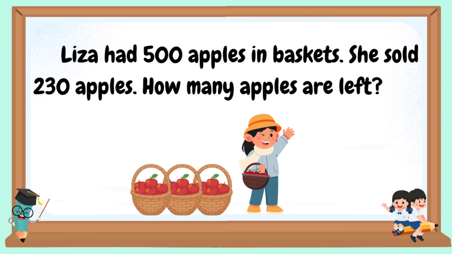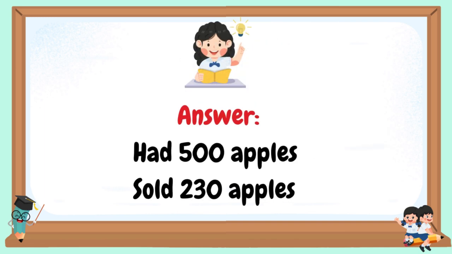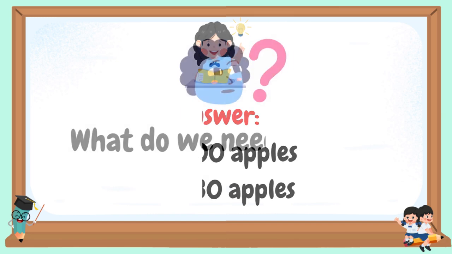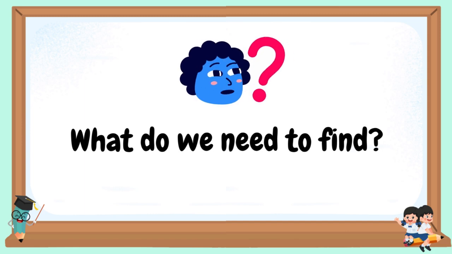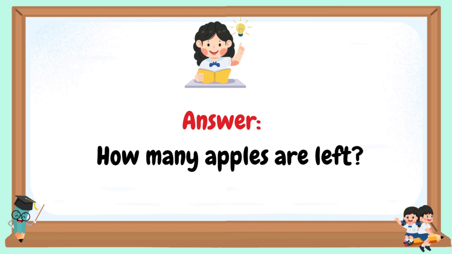Lisa had 500 apples in baskets. She sold 230 apples. How many apples are left? What information is given? Answer: had 500 apples, sold 230 apples. What do we need to find? Answer: how many apples are left?